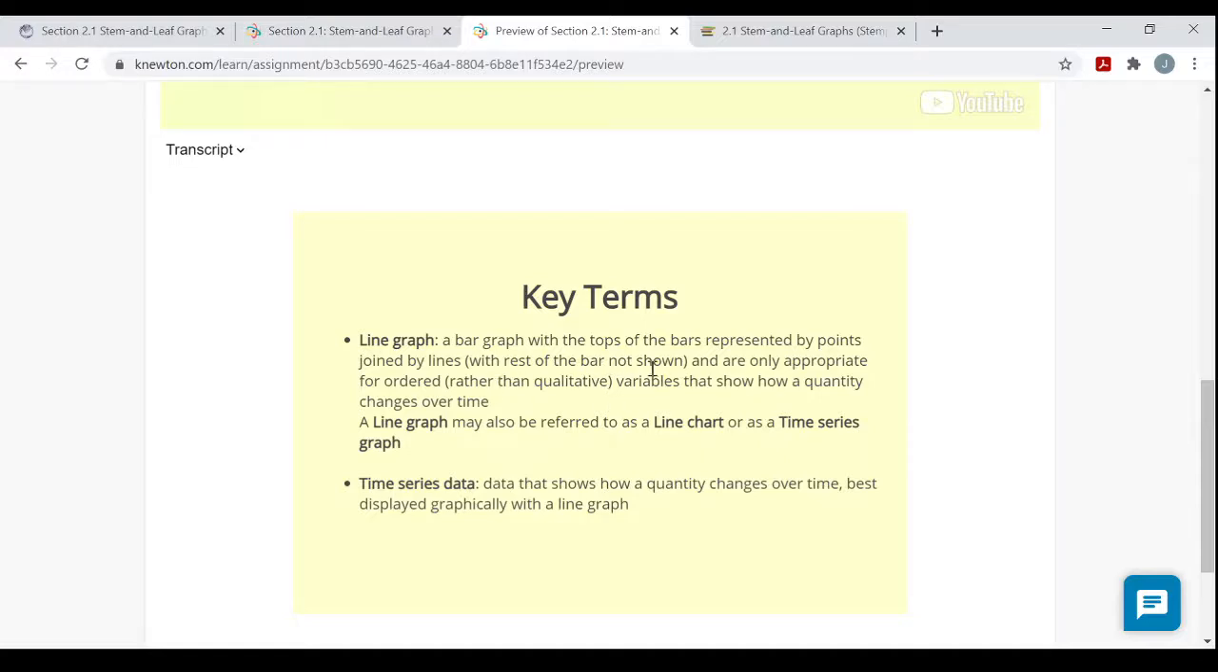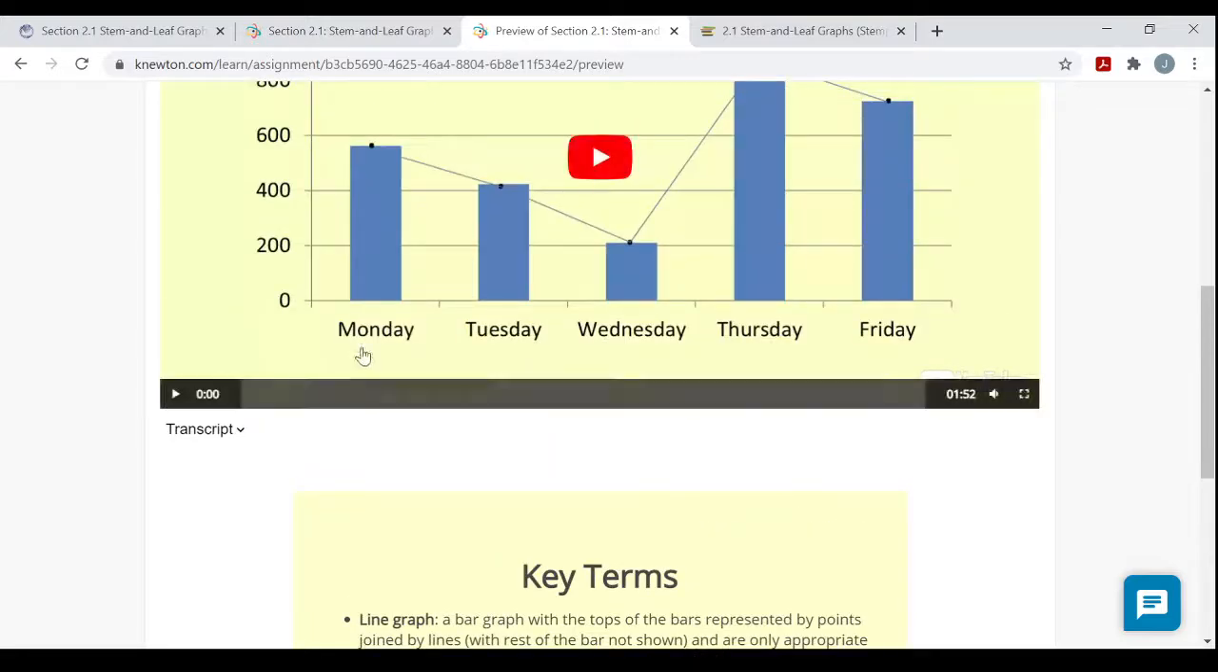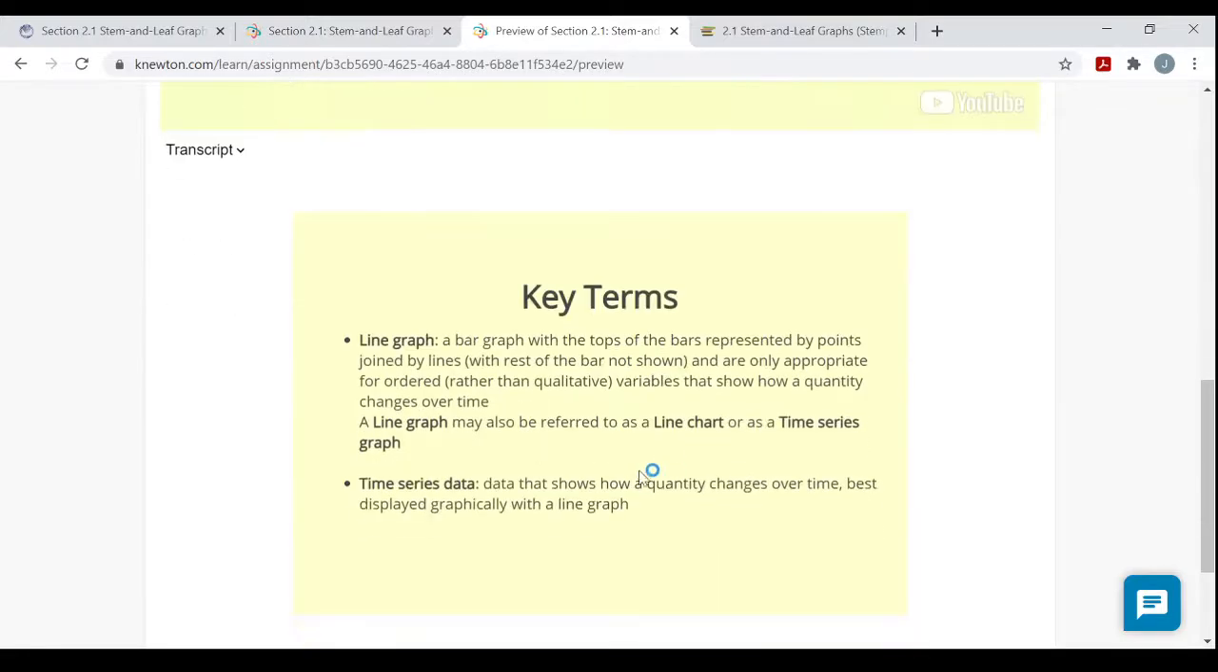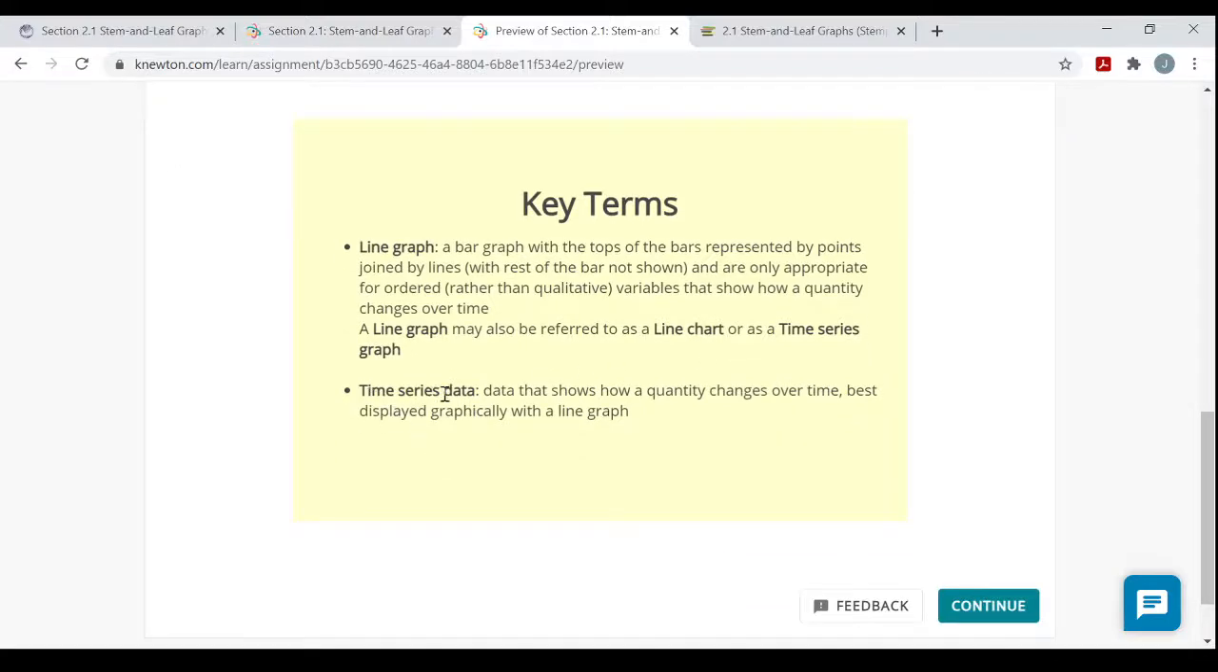With the rest of the bar not shown. See, I did think that, right? The bars shouldn't be shown, and line graphs are only appropriate for ordered rather than qualitative variables that show how a quantity changes over time. You see how time passes here, something with some sort of order involved. A line graph may also be referred to as a line chart or a time series graph. Time series data is data that shows how a quantity changes over time, best displayed graphically with a line graph. All right.